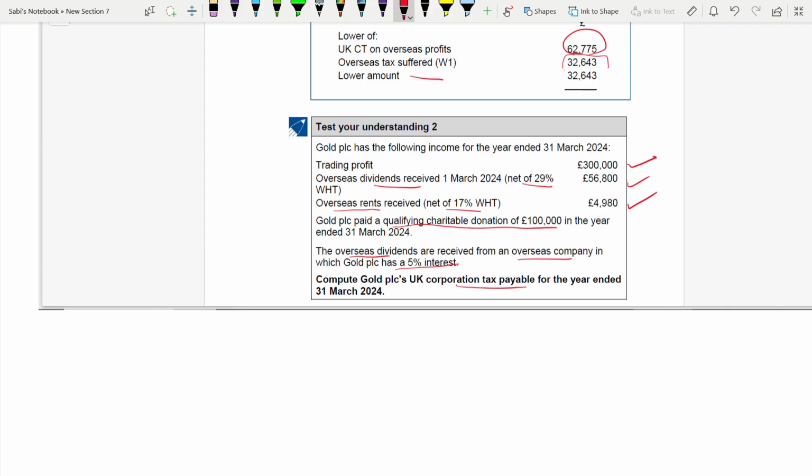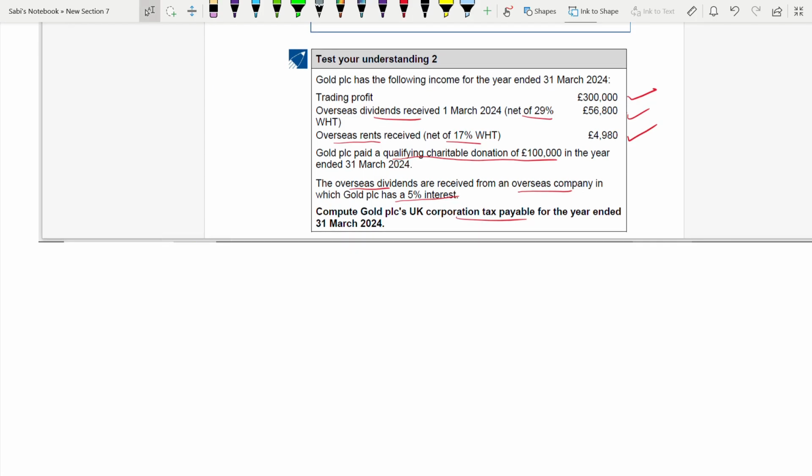So it's the same. Now you should be a little quick. Your UK income, your overseas, I will write O, and I will write total. O means overseas. Then we have income. For UK it is 300,000. For overseas, what do you do? 4,980. There is a working required because it's net. You have to gross it up.